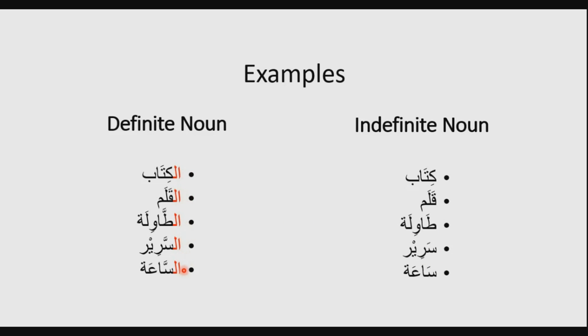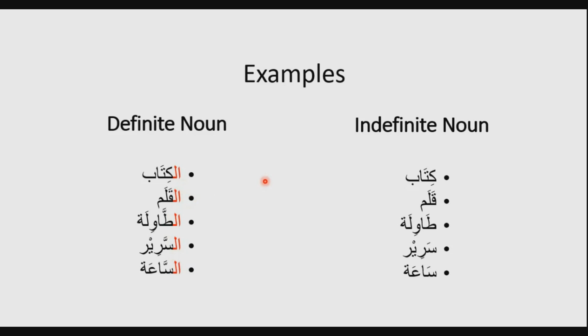And now here comes the huruf shamsiya wa qamariya. Al-kitab is qamariya, because like al-qamar, the lam is pronounced here. So al-kitab, al-qalam. But here comes the shamsiya: at-tawila, as-sarir, as-sa'a. The last three are the shamsiya and the first two are the qamariya.